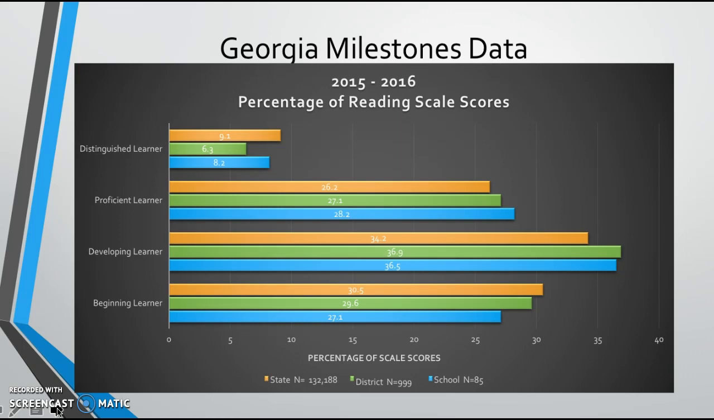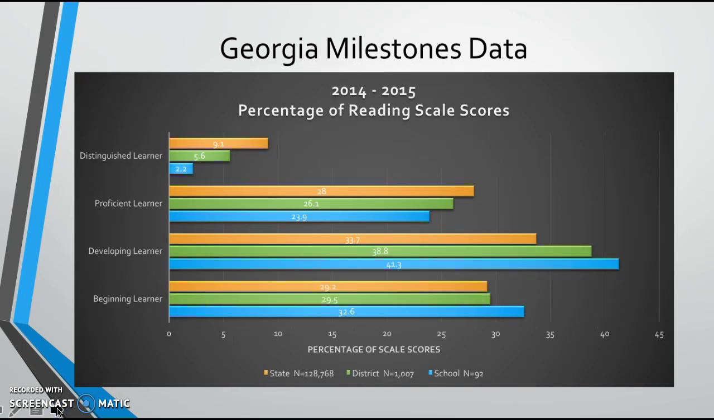In comparison to the district and the state, Euharlee had more proficient and distinguished learners and less beginning learners. This is a strength of the data, but what can we attribute it to? How can we increase the number of distinguished learners?